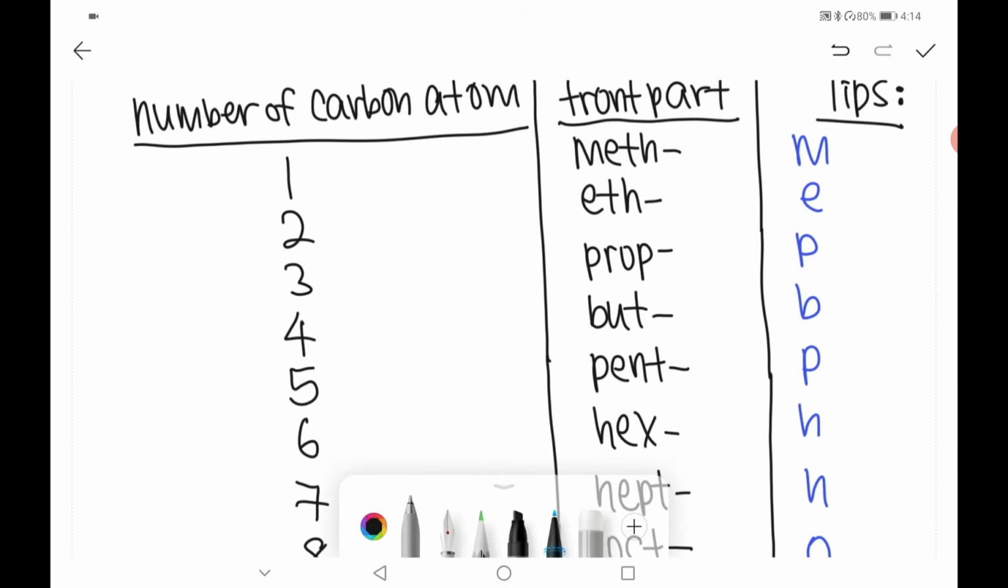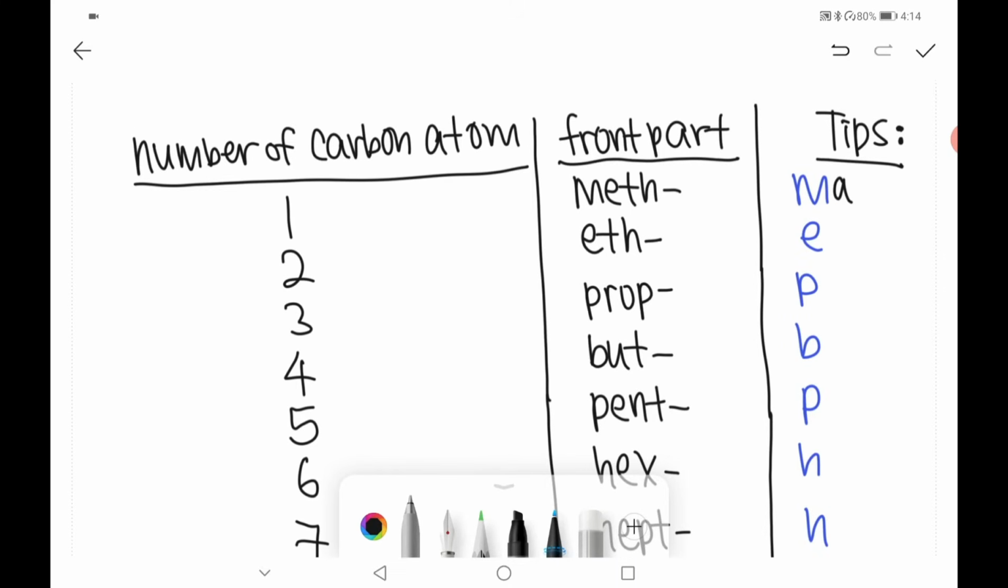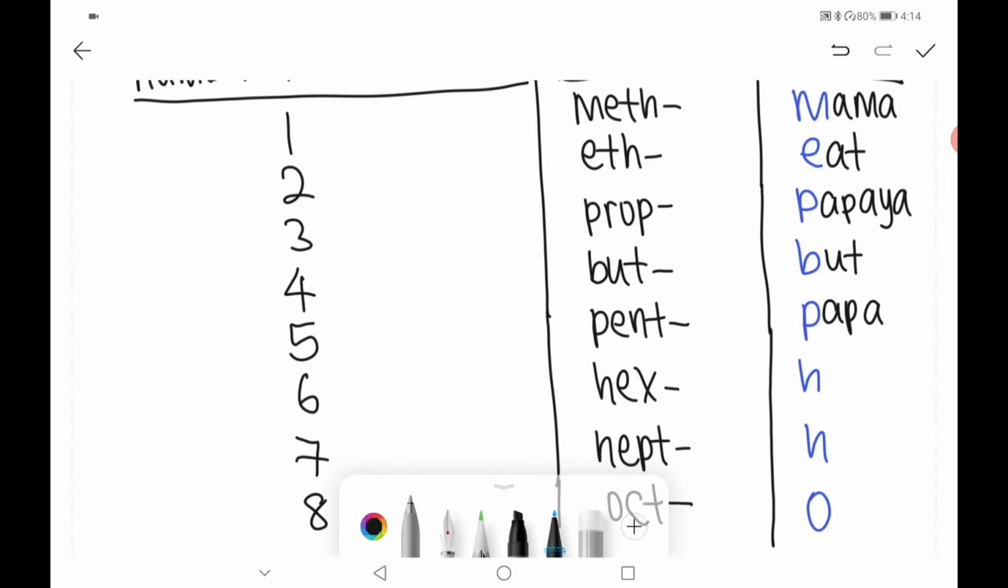So the first one, the M. We will call it mama. The E, we will make it become eat. Mama eat. The P is papaya. Mama eat papaya. The B is but. Papa. Mama eat papaya, but Papa has hidden orange.